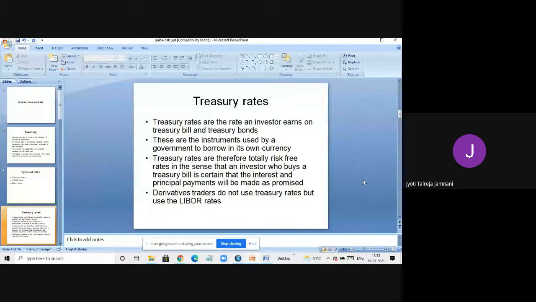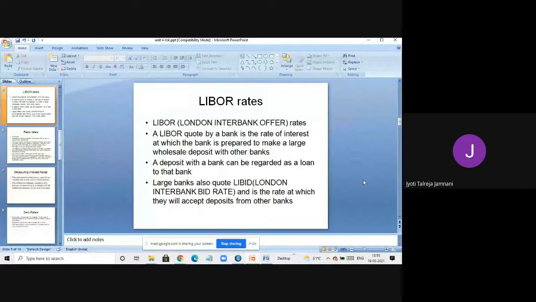Derivatives traders do not use treasury rates, but they use the LIBOR rates. So we don't take the risk-free rate, but we take the market rate or the risky rate, which is the LIBOR rate. What is a LIBOR rate? LIBOR is the London Interbank Offered Rate. A LIBOR quote by a bank is the rate of interest at which the bank is prepared to make large wholesale deposits with other banks. So here, one bank is giving a loan to another bank. The rate at which they trade is called the LIBOR rate, and this rate keeps changing every day. So it is like the market rate.